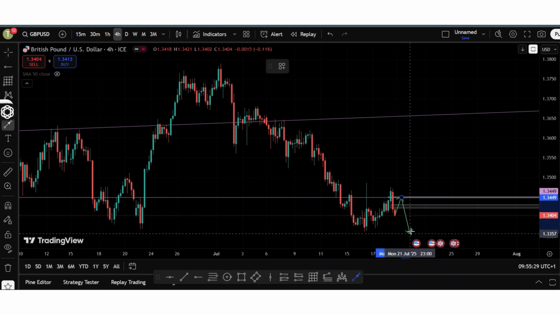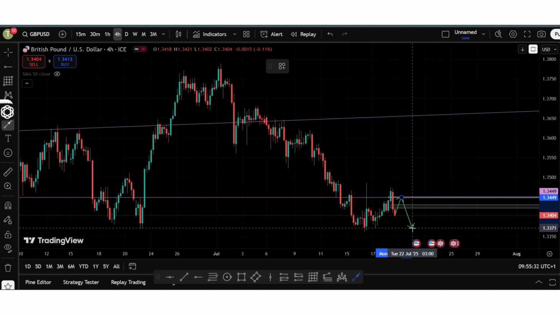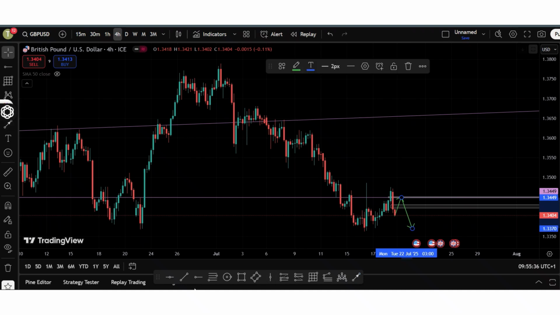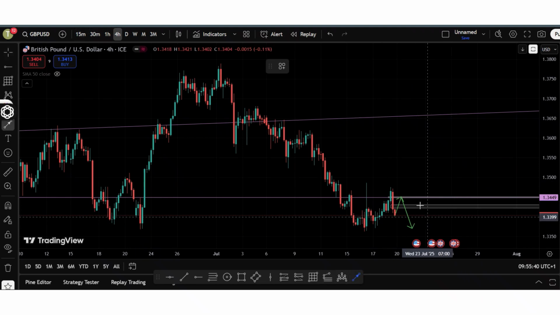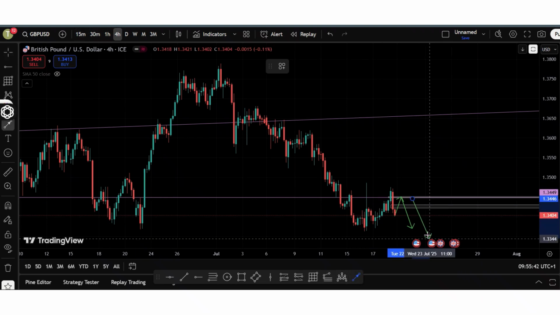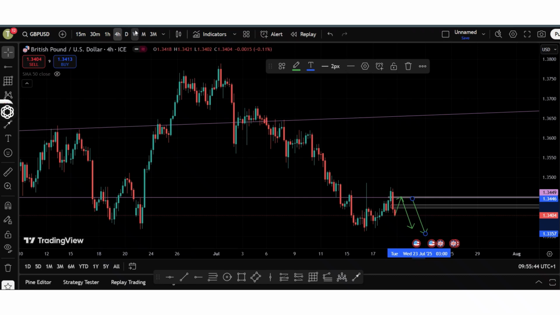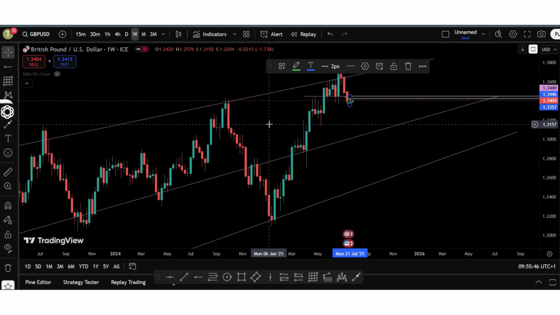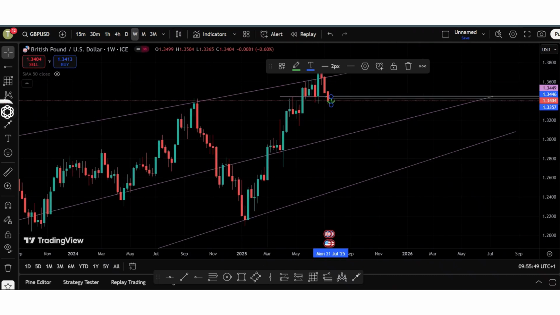The first take profit level will be here, which is 1.3371. A rejection from that level will take us all the way to this level. Another rejection on that level will take us down. We still have another level on the weekly. So this is another level on the weekly that price will surely reject from.